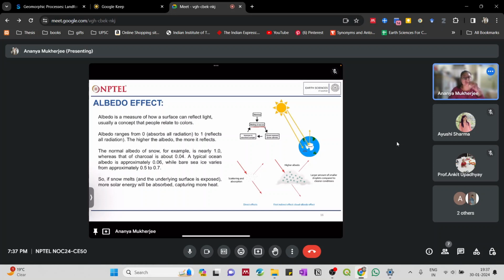The normal albedo of snow is almost nearly 1, and charcoal is 0.04. Albedo is a physical phenomenon, but understanding its application and its consequences with respect to Earth processes is a bit different. Did you understand how the change in the ice cover affects this, what I'm explaining?